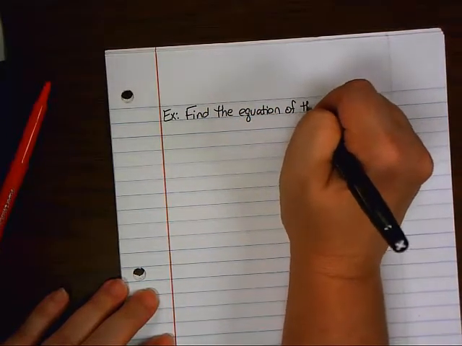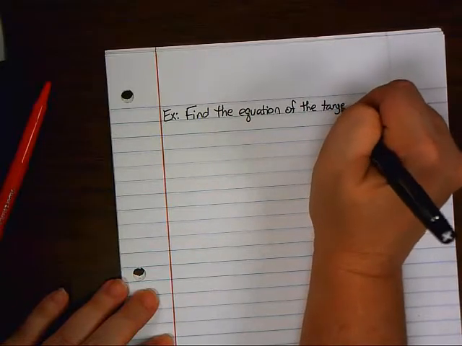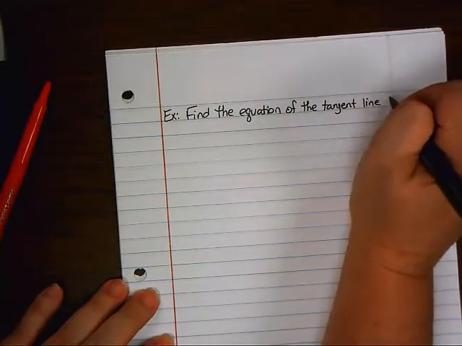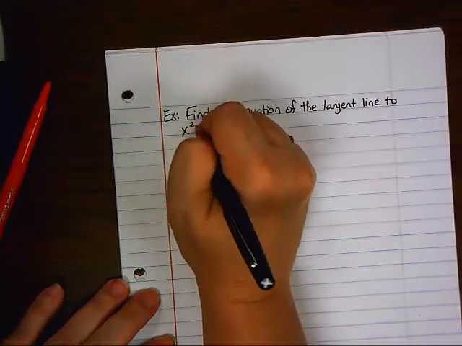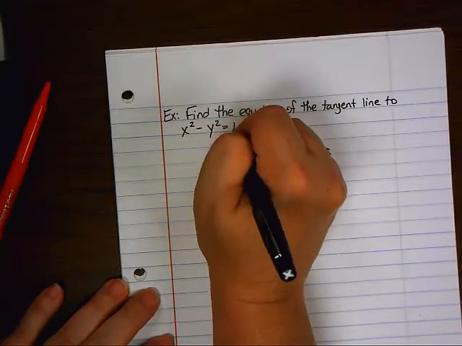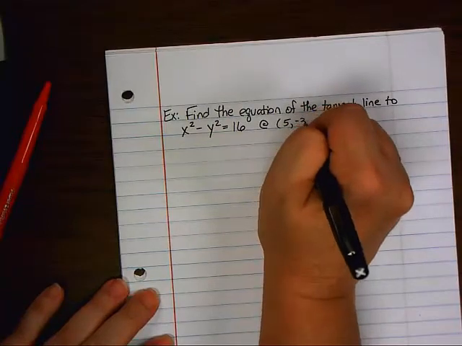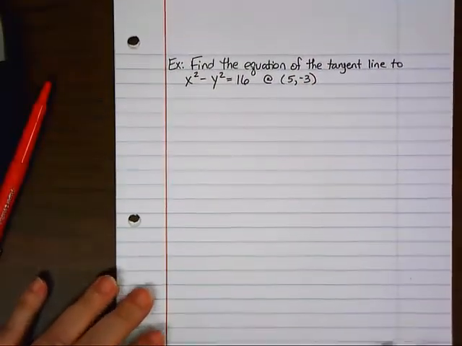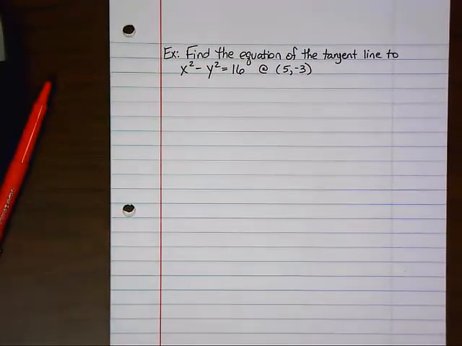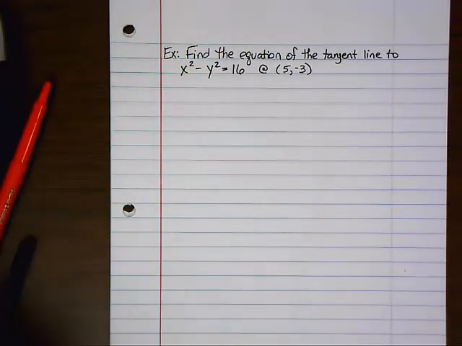Find the equation of the tangent line. Number 2: x squared minus y squared equals 16 at the point 5 comma negative 3. Find the equation of the tangent line to the curve x squared minus y squared equals 16 at 5, negative 3. Make sure you copy it right. Okay, before I let you loose to work this, I want to show you what it looks like.